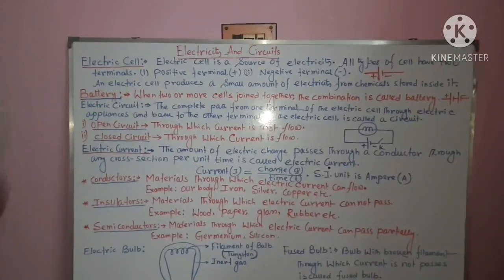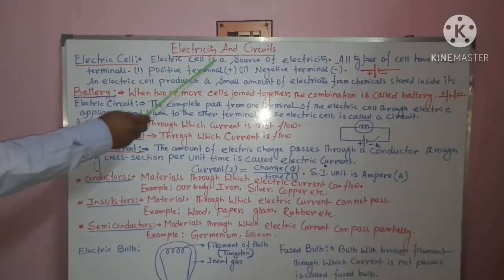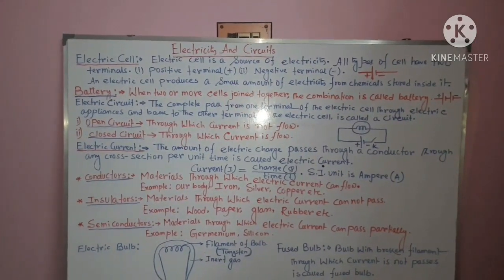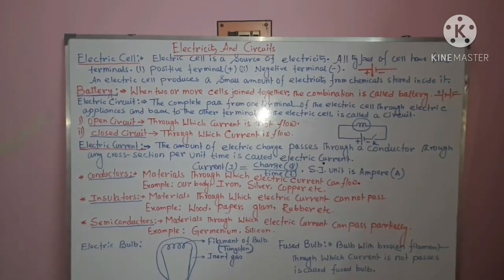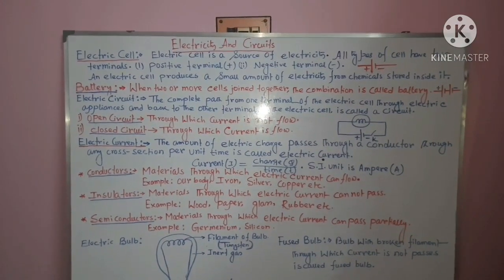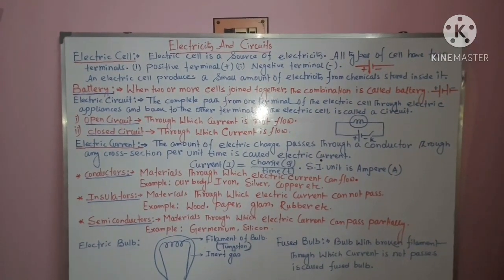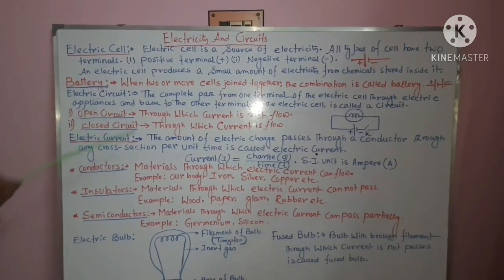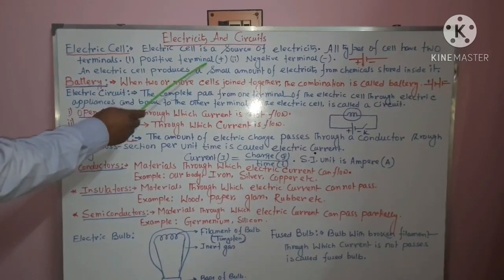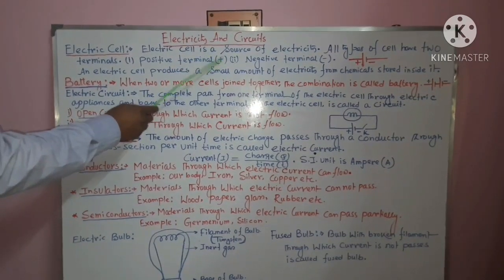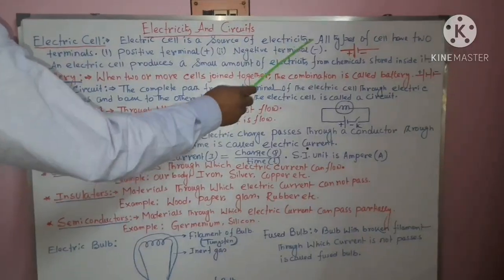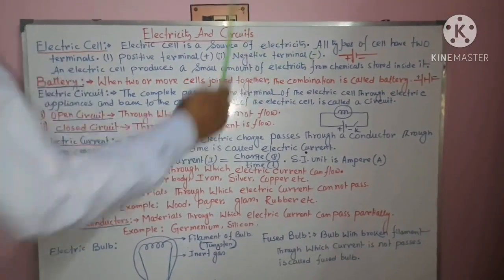Electric cell. An electric cell is a source of electricity. Means from an electric cell, we can get some electricity. Any cell, you have to remember, always has two terminals. One is the positive terminal represented by a plus sign and the other is the negative terminal represented by a minus sign.